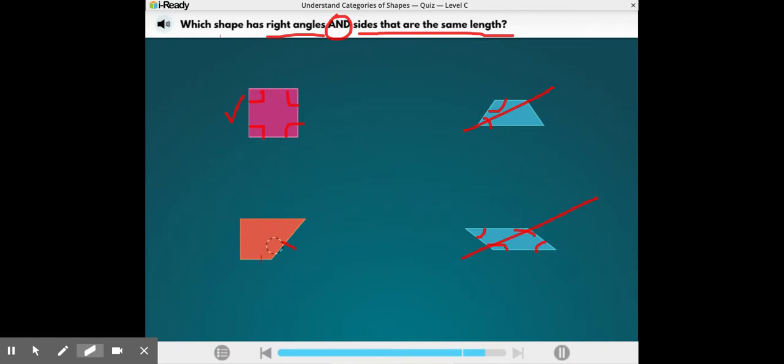So I'm going to erase my marks because I know that that square is the only shape on this screen that has both right angles and sides that are all the same length. When we're putting shapes into categories, we've got to make sure that we're paying attention to what the category is. And it has to fit. If it gives us 2 descriptors, it has to have both of them in order to have that be the right answer.